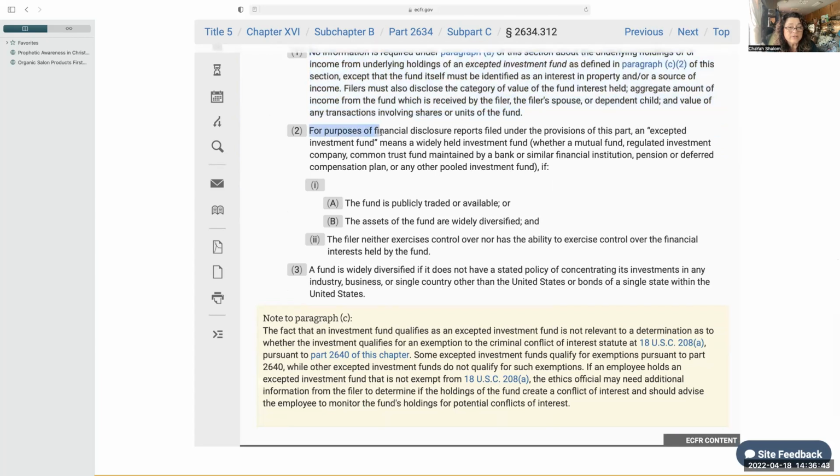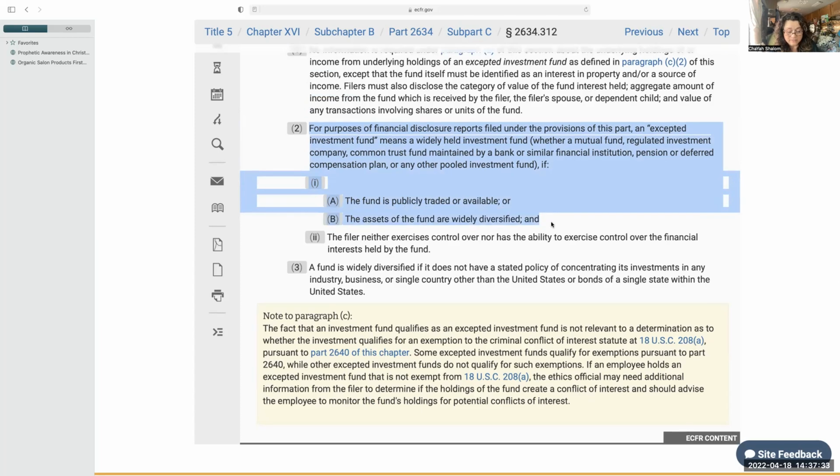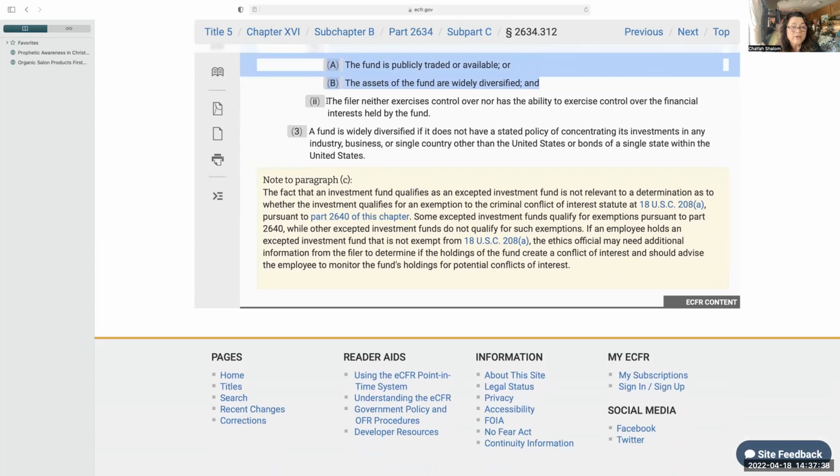2. For purposes of financial disclosure reports filed under the provisions of this part, an accepted investment fund means a widely held investment fund, whether a mutual fund, regulated investment company, common trust fund maintained by a bank or similar financial institution, pension or deferred compensation plan, or any other pooled investment fund, if 1, A, the fund is publicly traded or available, or B, the assets of the fund are widely diversified, and 2, the filer neither exercises control over nor has the ability to exercise control over the financial interests held by the fund.